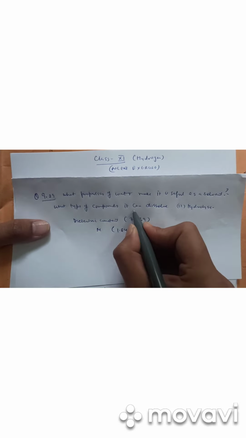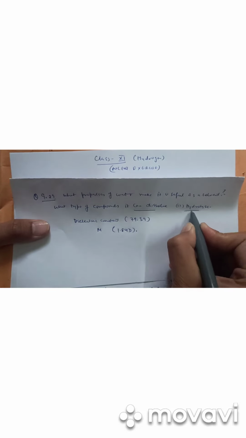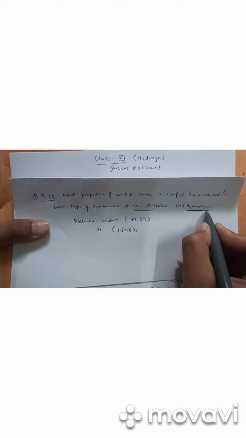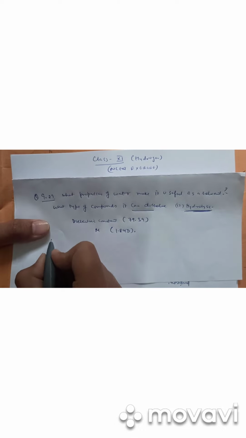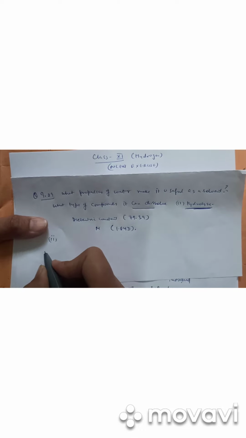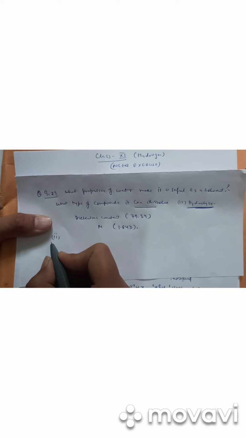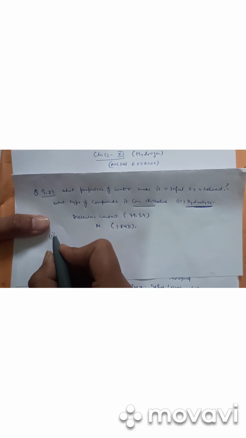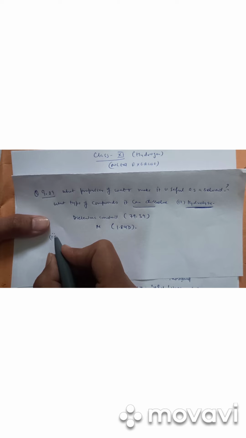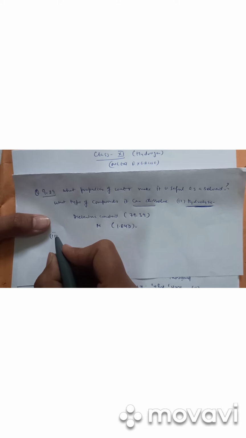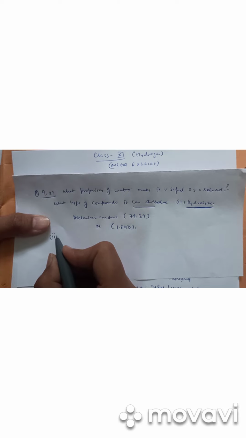Now the next question is, what type of compounds can it hydrolyze? This is the second part of the question. So water can hydrolyze many metallic and non-metallic oxides. It can also hydrolyze some hydrides, carbides, nitrides, and phosphides, and some other salts.